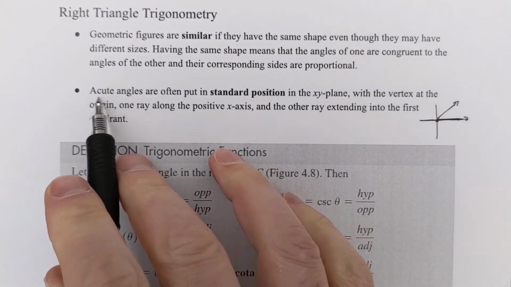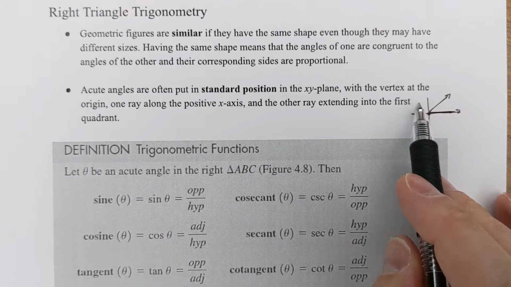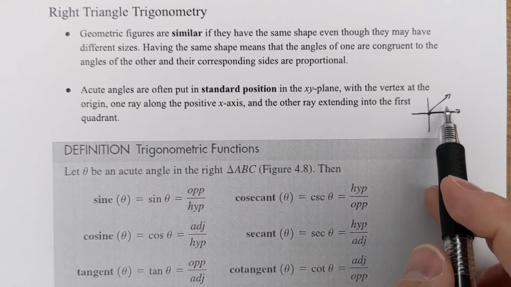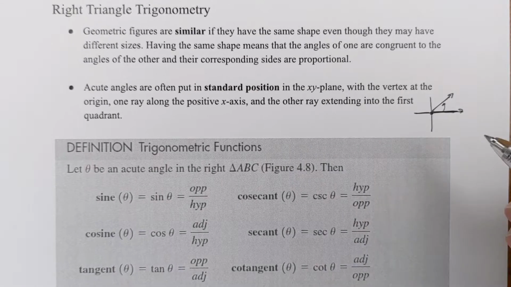Now, it says acute angles, so it has to be in quadrant 1, because if you rotate it farther and go into quadrant 2, 3, or 4, you no longer have an acute angle, you have an obtuse angle because it's more than 90 degrees. You're always rotating that direction.